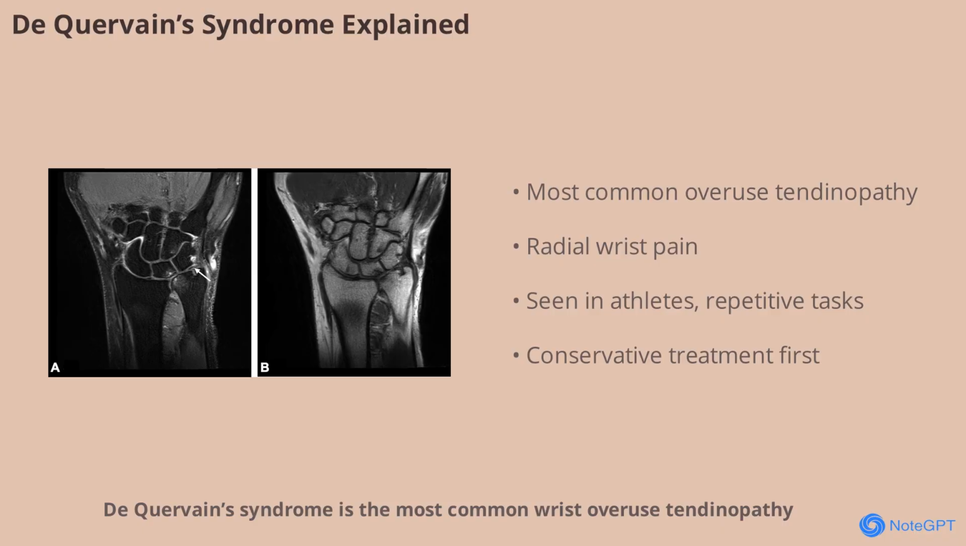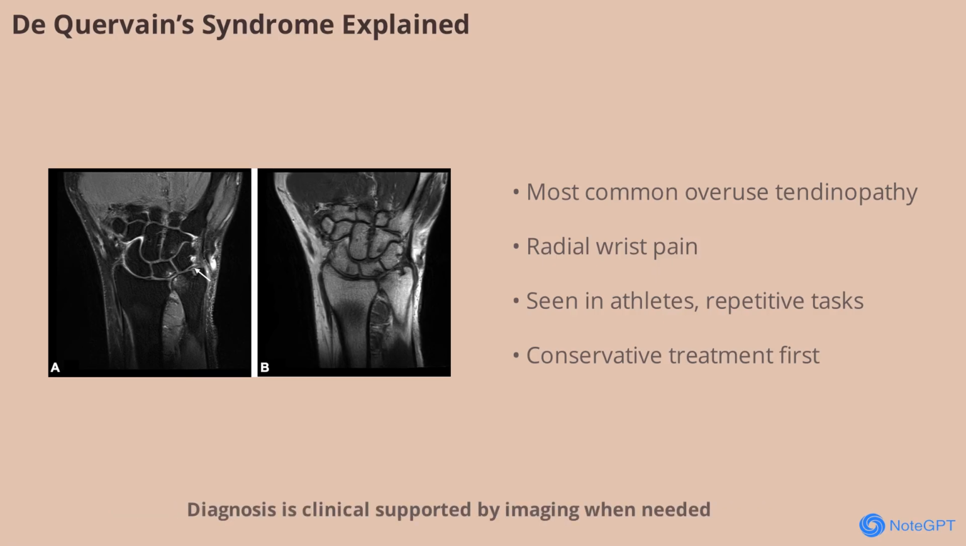De Quervain syndrome is the most common wrist overuse tendinopathy, involving the first dorsal extensor compartment. It's caused by repetitive microtrauma as the abductor pollicis longus and extensor pollicis brevis tendons run over the radial styloid. This condition is frequently seen in golfers, racket sport athletes, and those performing repetitive hand movements. Patients report pain and tenderness along the radial border of the wrist.